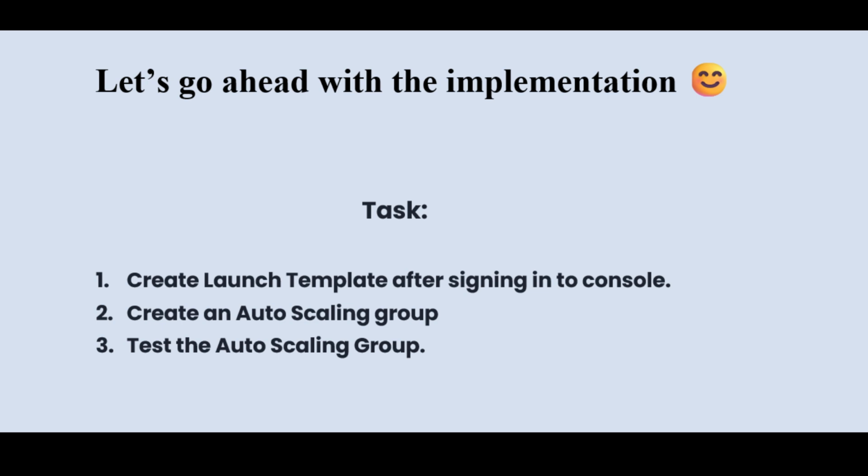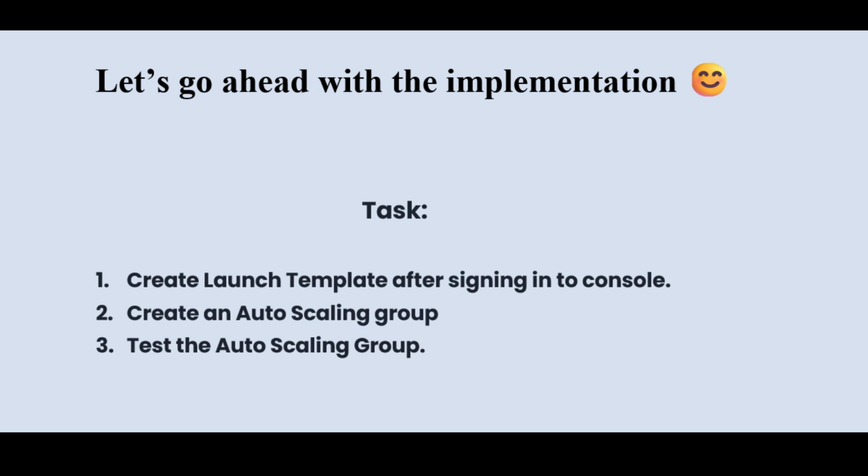Let's move ahead with the lab and the implementation part. The task that we will try to accomplish in this lab is, first we will be creating the launch template, then we will be creating the auto scaling group, and finally we will be testing whether our EC2 auto scaling is working properly or not. So let's get started with the very first step of creating the launch template.